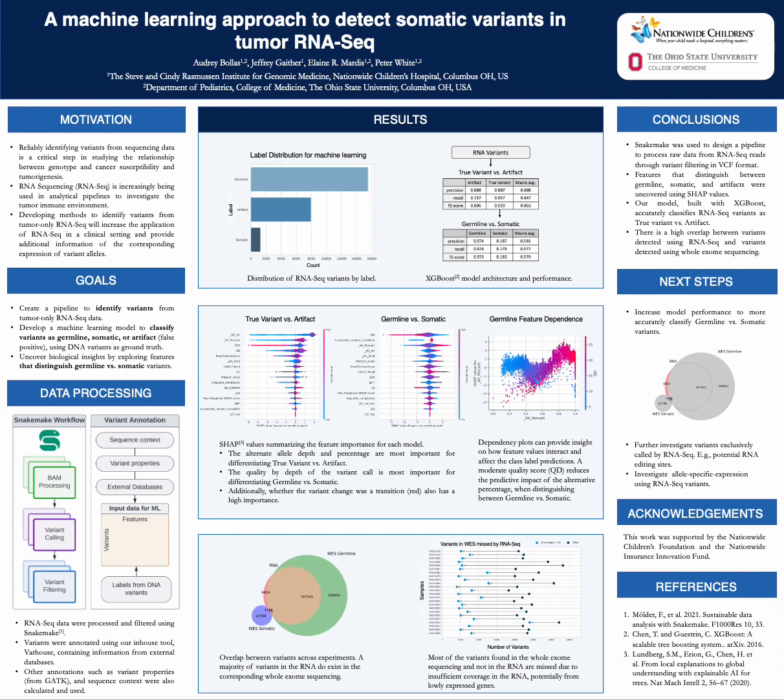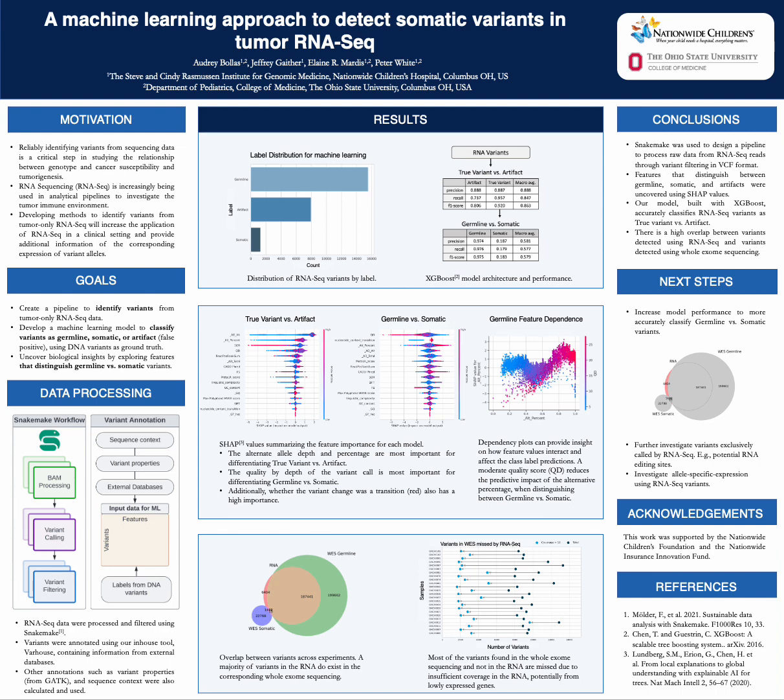So the goals of this project are to create a pipeline to identify variants from tumor-only RNA sequencing data, and then to develop a machine learning model to classify these variants as either germline, somatic, or artifact, using the corresponding DNA variants as ground truth. Additionally, we want to uncover some biological insights by exploring the features that distinguish between germline versus somatic variants in our machine learning model.